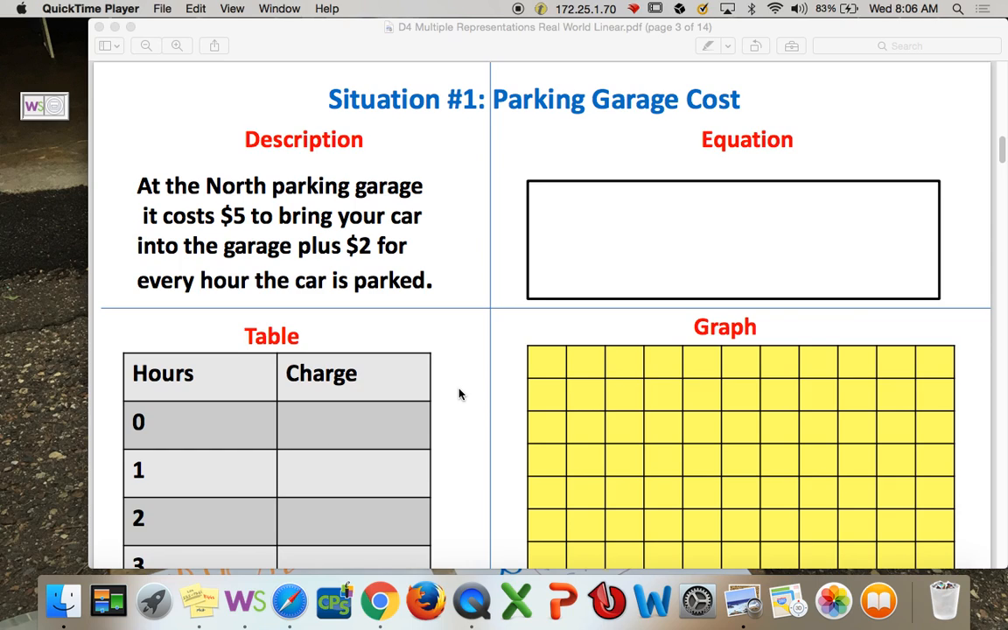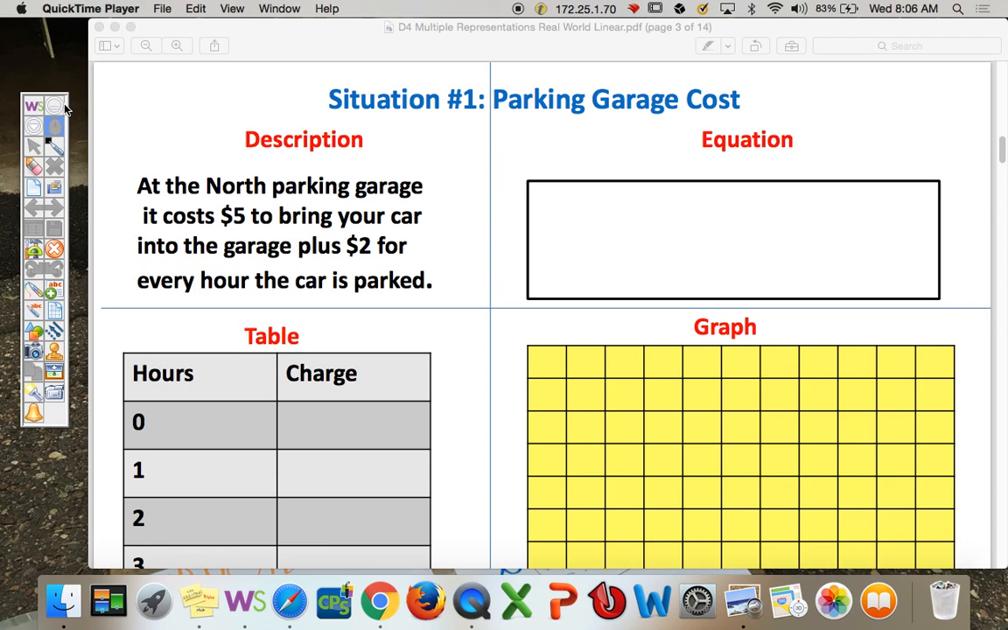So in each, you can see each page is split into 4 parts. There's a description, an equation, a table, and a graph. And you're given one of these, and then from the one, you're going to have to figure out the other 3. So in the first situation, you're given the description. From the description, can you figure out the equation, the graph, and the table?